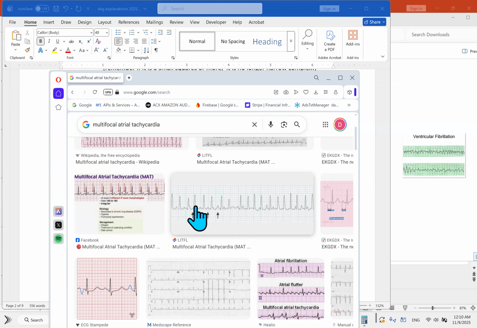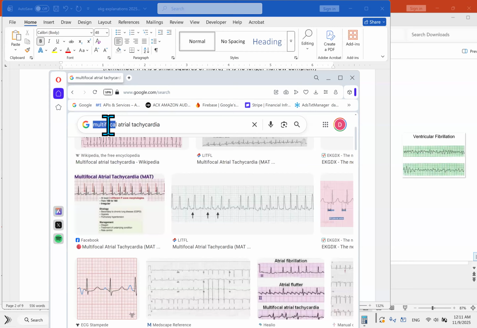there are strange looking P waves, and in order to call it multifocal atrial tachycardia, you have to see at least 3 different types of P waves. There'll be at least 3 different types of P waves, and these are the QRS complex. You can see that the RR intervals are continuously changing. So it's an irregular rhythm, and there's multiple types of P waves. That's how we can tell it is multifocal atrial tachycardia.